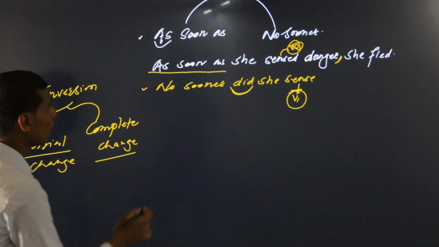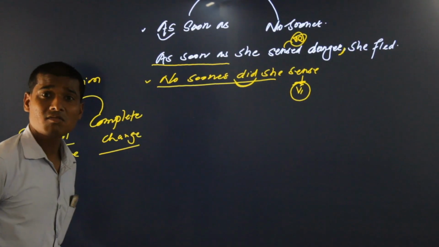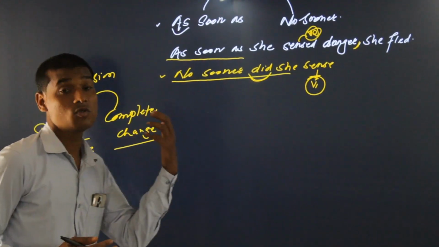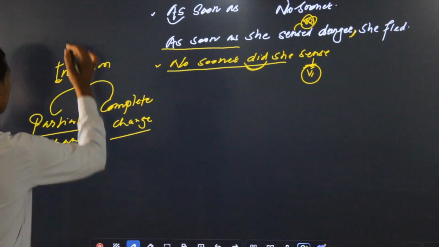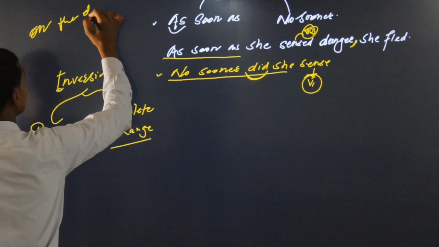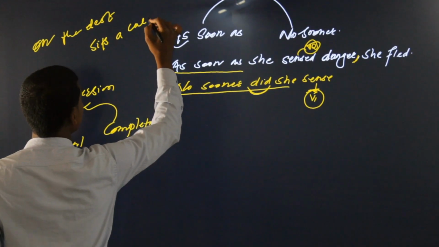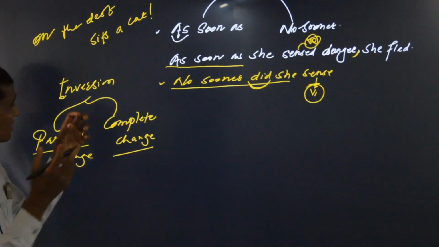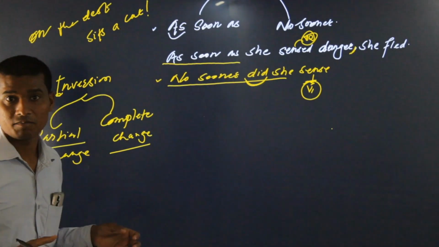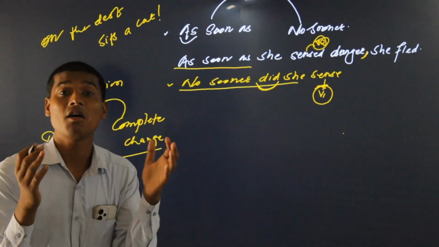For example, no sooner did she... She becomes an example of partial change. Sometimes we do complete change. For example, on the desk sits a cat. What we understand here is that we have reversed the sentence completely. We have changed the pattern of the sentence completely.